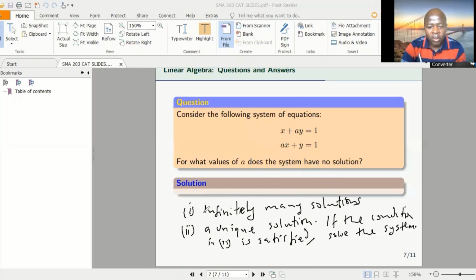So those are the questions I want you to consider for this type of question. We've already seen what A should be if this system is to have no solution. And now find the value of A if this system is to have infinitely many solutions. And also find the value of A if this system is to have a unique solution. So let's look at another question.